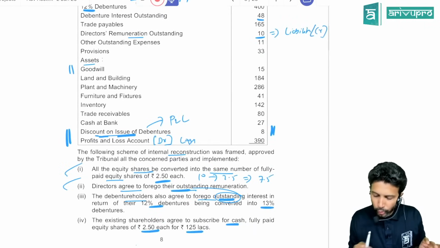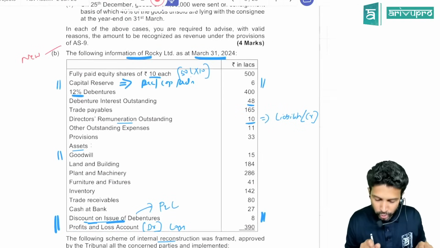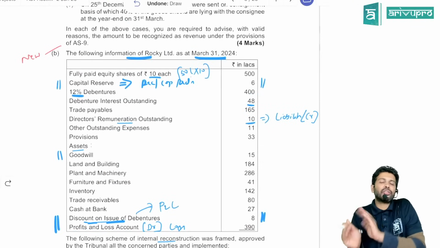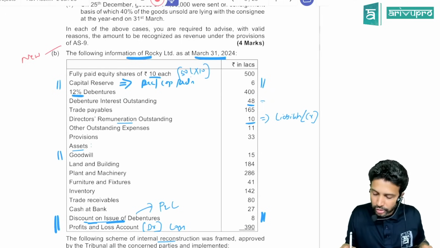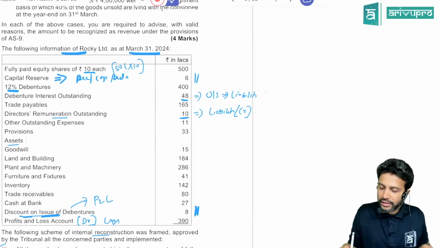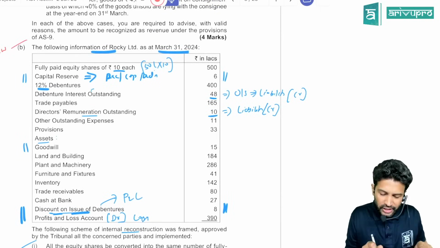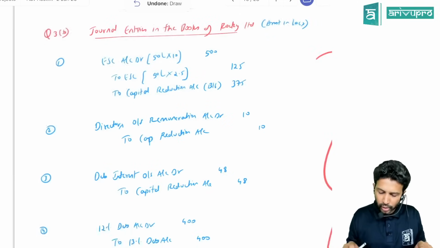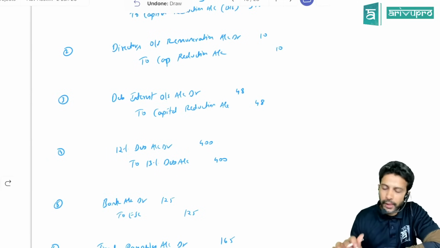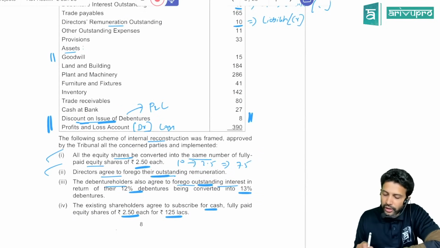Debenture holders agreed to forego, forego means sacrifice, outstanding interest. Okay, stop there. Do we have any outstanding debenture interest? Yes. How much is that? 48. Is the company settling this or is it sacrificed? What's the journal entry? This is also a liability, an outstanding expense. Liability has what balance? Credit balance. How do you cancel it? Debit. So the journal entry will be: use the same name. Debenture interest outstanding account debit to capital reduction account, 48 lakhs.